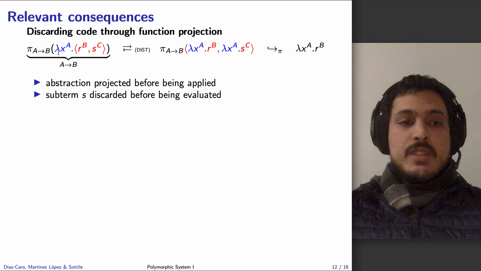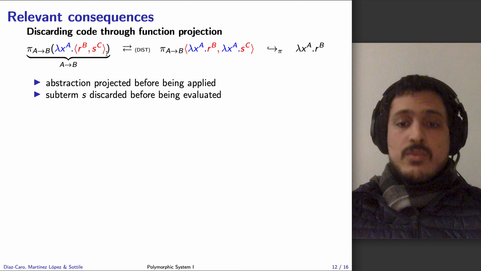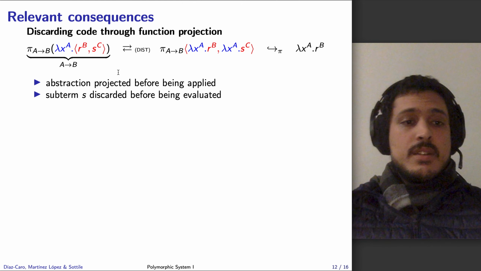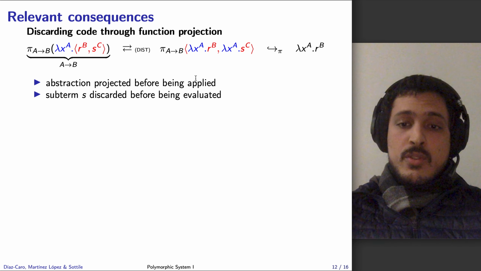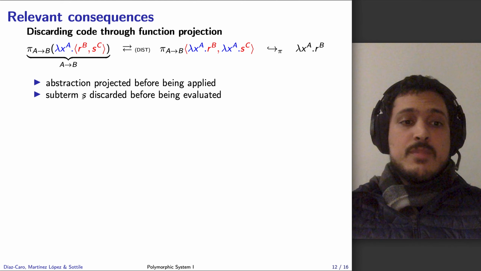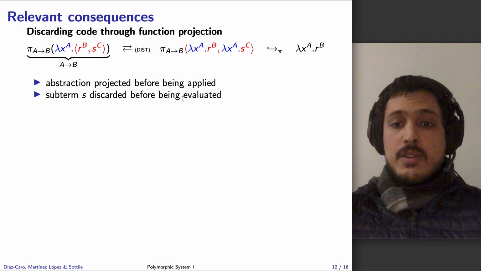What we are used to is, let's say we have this function, we have to apply the function, compute the complete pair, and then we choose which is the element we care about. And now we are projecting the function without computing the pair, right? So the subterm S, which is the one that we do not care about, is actually discarded, not computed at all.